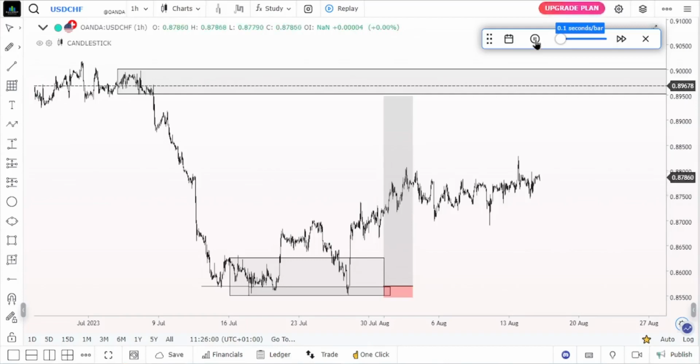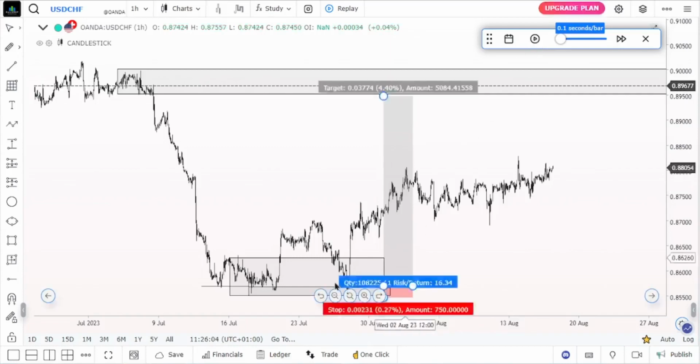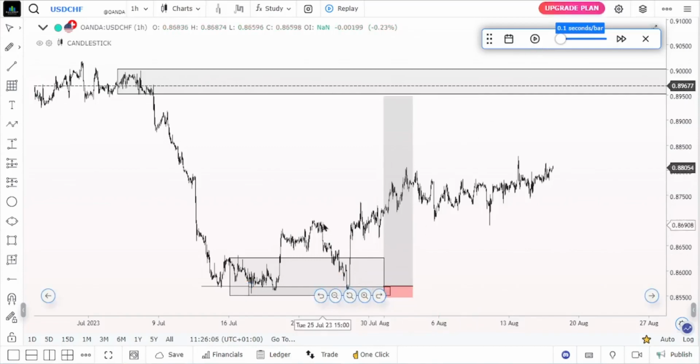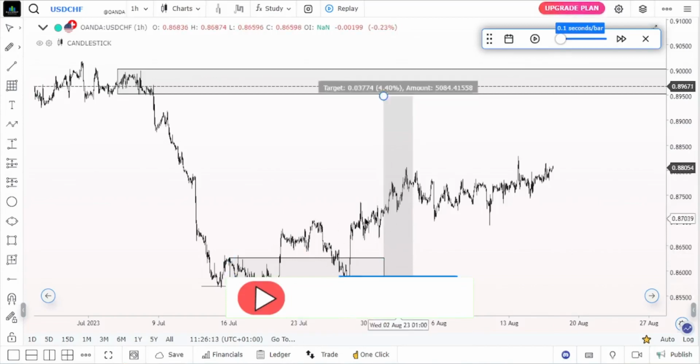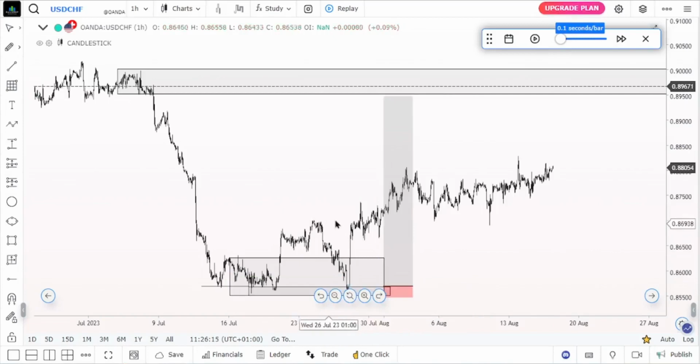Now, as you can see, right now, price has moved considerably well. It has moved away, and now it has come back to retest this very high. Once it breaks this high, then you can move your stop loss to break even so that you can begin to lock in your profits, because price can do anything.